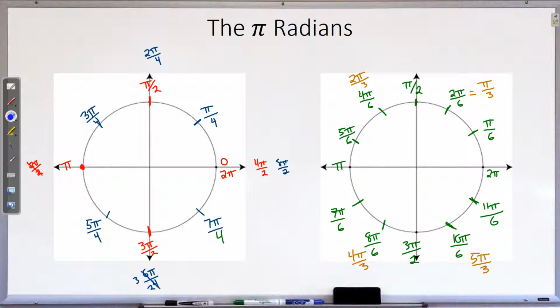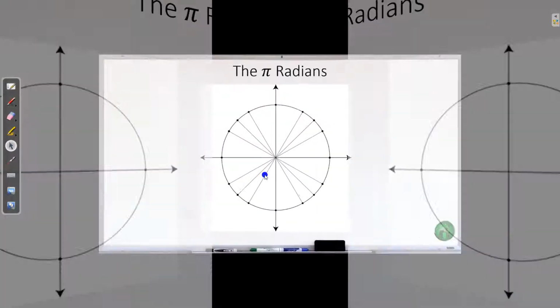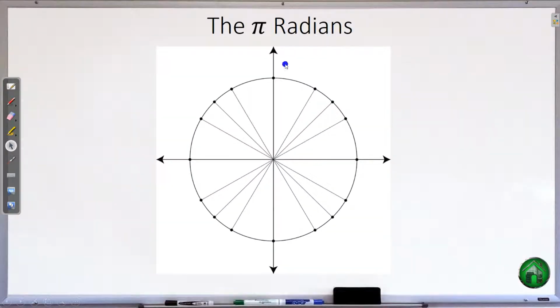All right, so that is how we can count angles and circles with pi radians. It works a little bit better than using decimals. You might try filling them all in onto this circle. I'll fill in the first quadrant. Maybe you can fill in the others.